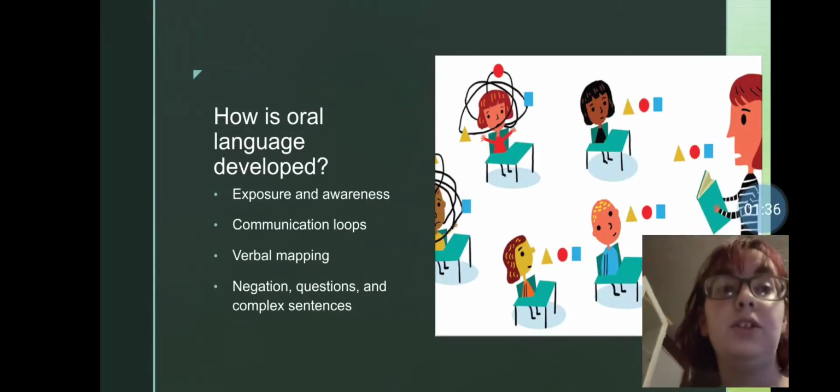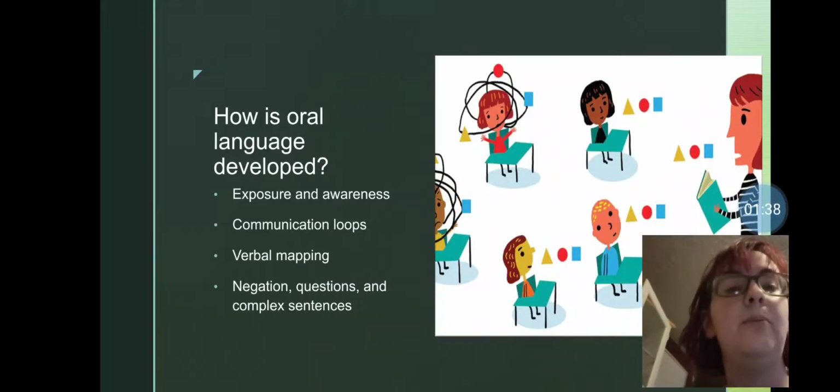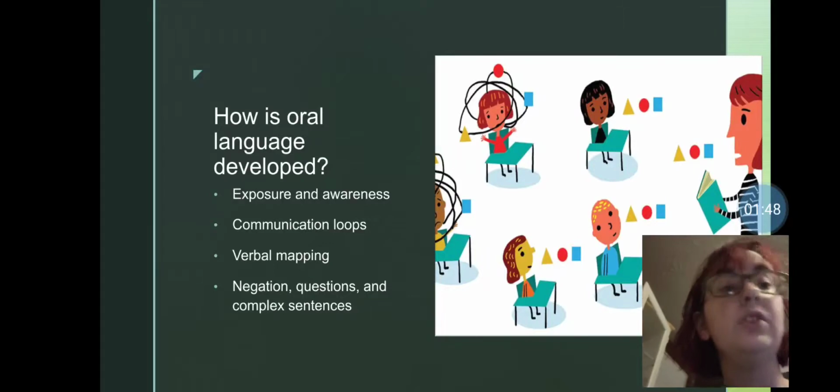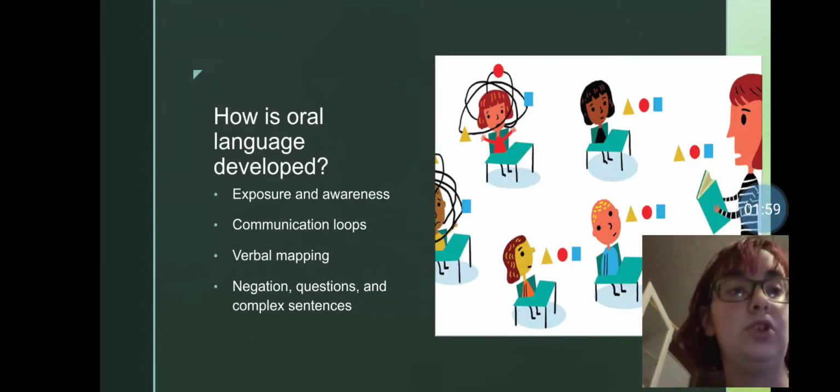Not question and answer, like yes or no questions, but things that actually foster communication, such as, that's a nice drawing, why don't you tell me about it? And then that can lead to the verbal mapping, and then eventually children get into the negation questions kind of thing. This is when you start to see children saying no, start questioning things, why, and then the more complex sentence structures.